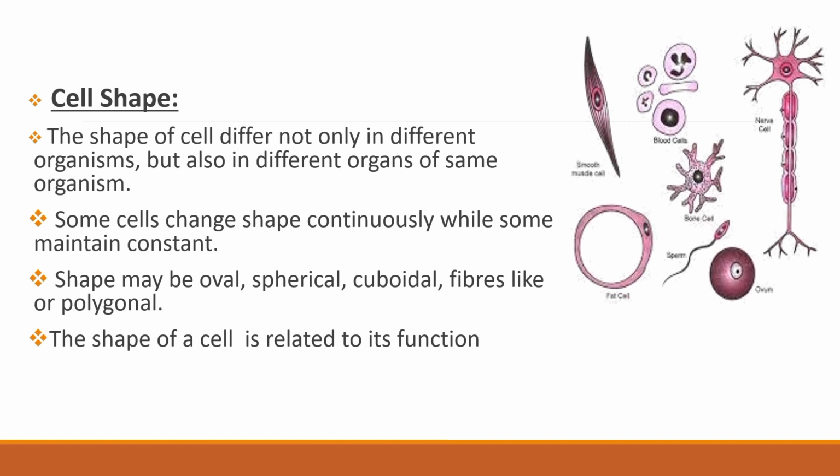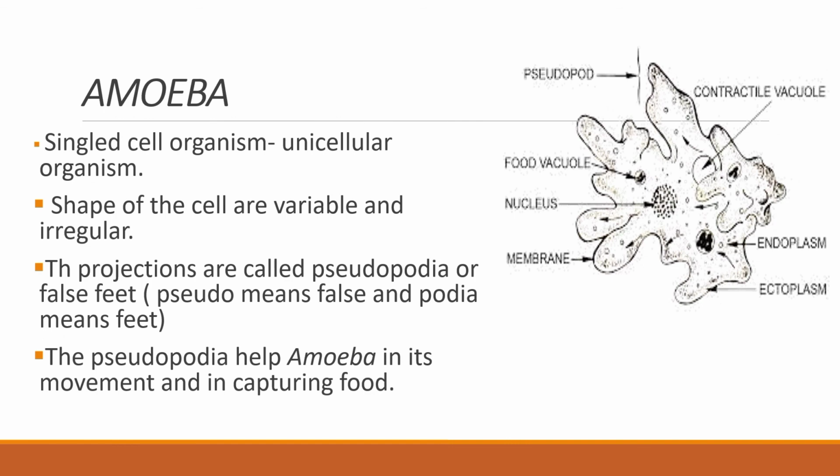Now we are talking about a special topic, the amoeba. You see, these are the shapes of the amoeba. The amoeba keeps changing its shape every day because it keeps moving here and there, so it doesn't have a fixed shape. Amoeba is a single-celled organism, that means a unicellular organism, because it has only one cell. The shape of the cell is variable and irregular, since it keeps changing every day.